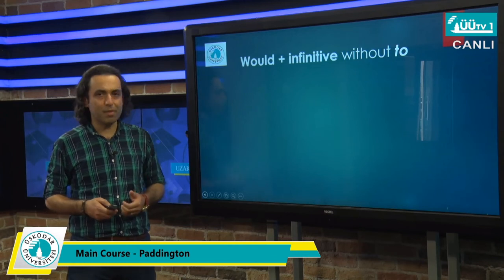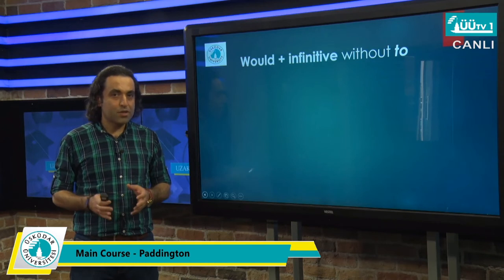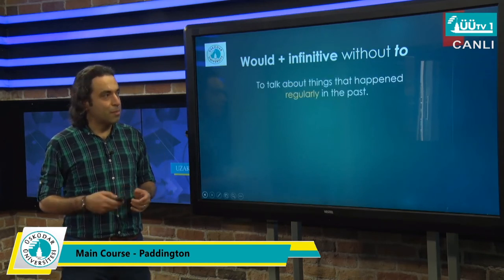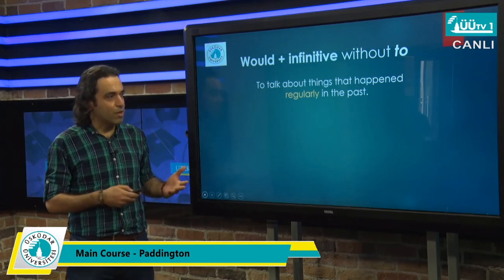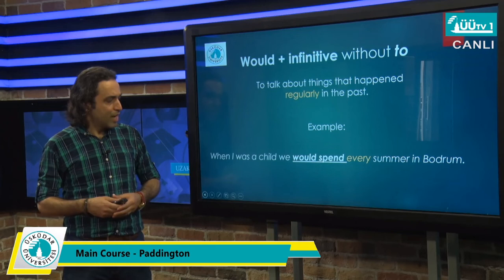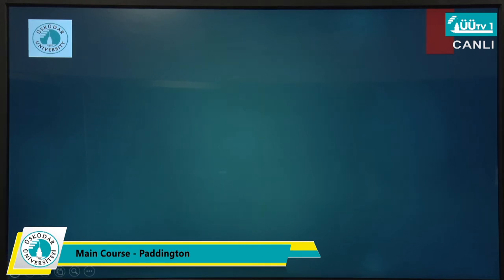When we use would plus the base form of the verb, or infinitive without to, we are talking about an action that used to repeat regularly in the past. The word regularly is the keyword. Look at the example. When I was a child, we would spend every summer in Bodrum. So going to Bodrum every summer was a kind of habit that regularly used to happen in the past. Again, I repeat, regularly is the only difference from normal used to. Does it have any other forms?